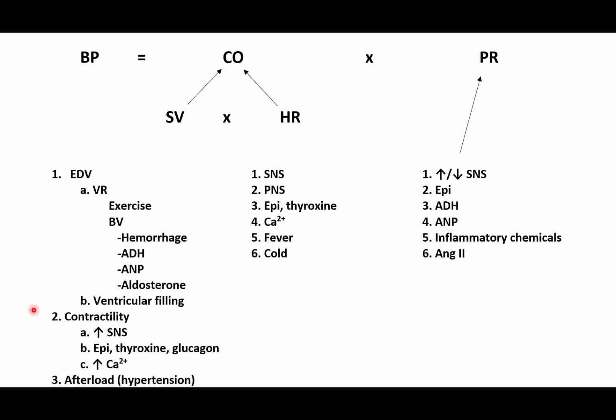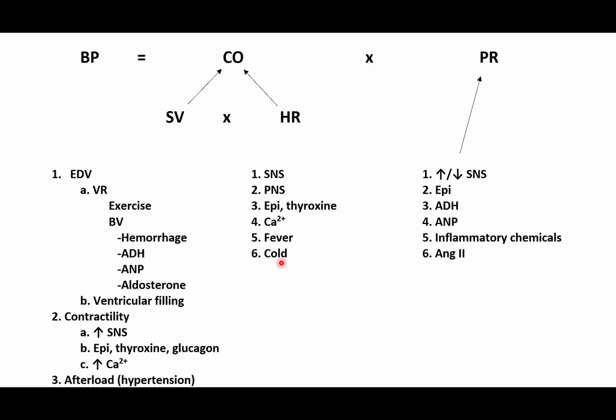End diastolic volume, contractility, and afterload. Well, at the end of most of the previous lecture, we saw that EDV, contractility, and afterload were the factors that affect stroke volume. So 1, 2, 3. Those are the three things that affect stroke volume. Heart rate, all of these things affect heart rate: SNS, PNS, epinephrine, thyroxine, calcium, fever, and cold. And we talked about those in the last lecture.